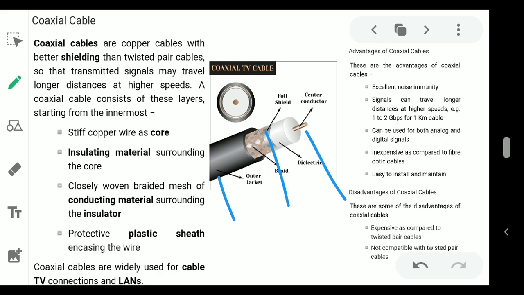So what are actually the disadvantages? There are some disadvantages also. It is expensive as compared to the twisted pair cable, and not compatible with the twisted pair. It is not at all compatible. And these cables are bulky and less flexible.